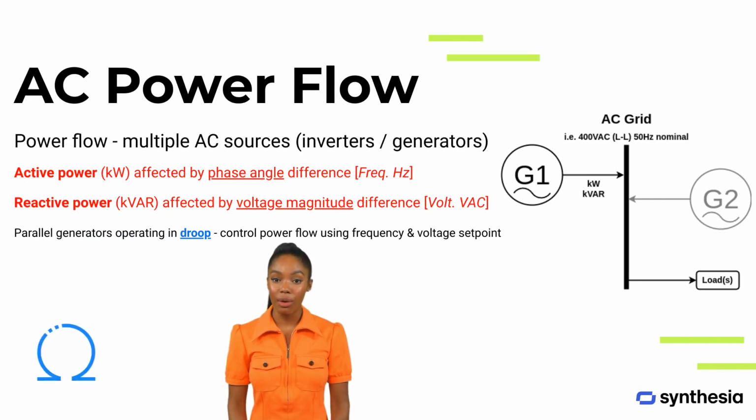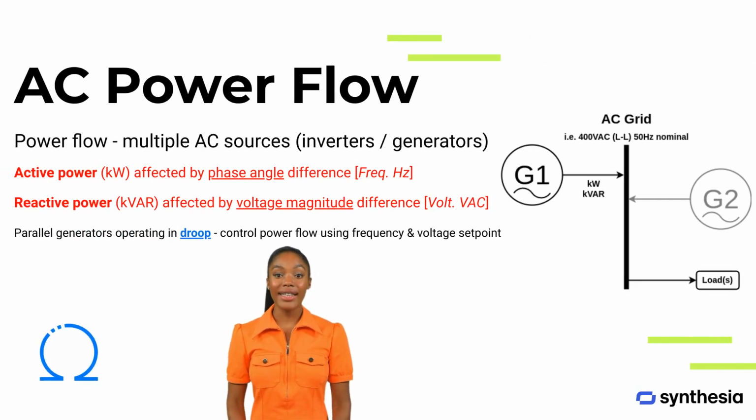when multiple AC sources are connected in parallel. As is the case in most distributed power networks, or microgrids, the power contribution of each generator to the network may be controlled using the frequency setpoint and voltage setpoint when operating in Droop mode.